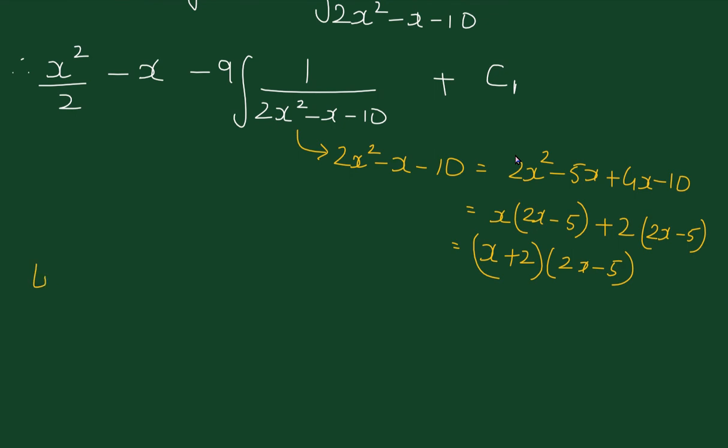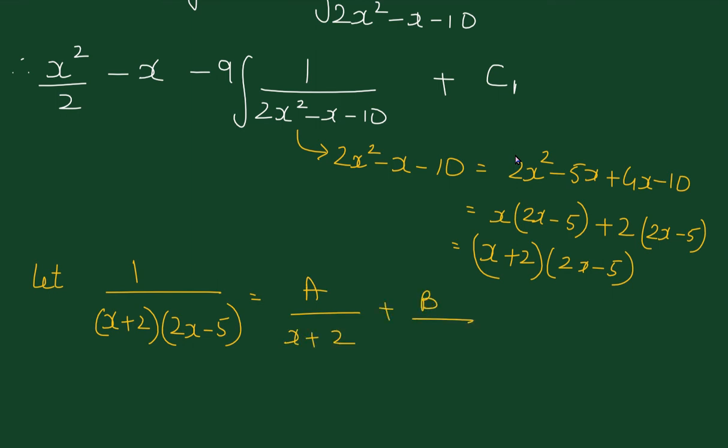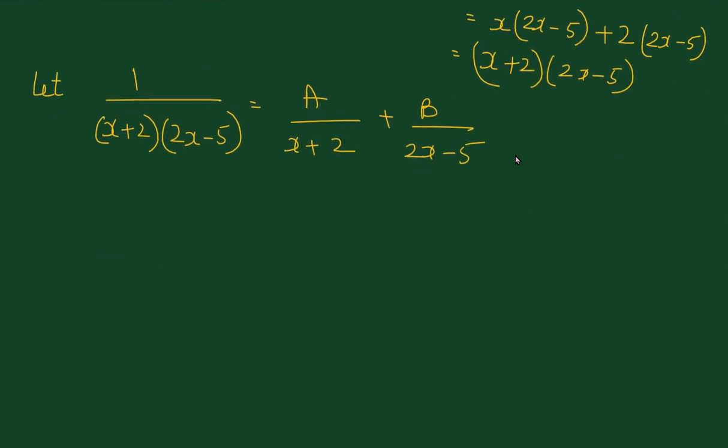Now our integral changes. We write 1 upon x plus 2 into 2x minus 5 is equal to a upon x plus 2 plus b upon 2x minus 5. Then, as usual, we cross multiply. So we get 1 is equal to a into 2x minus 5 plus b into x plus 2.